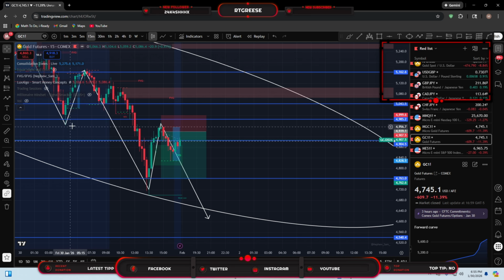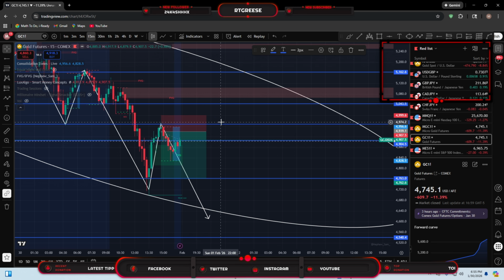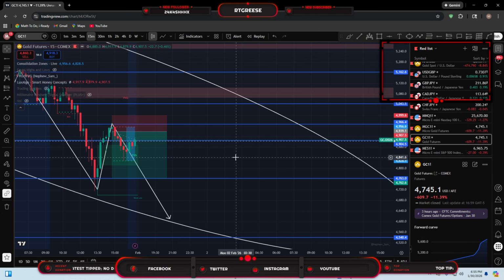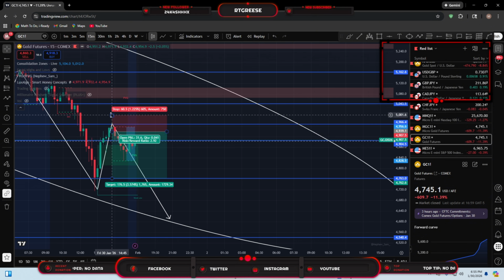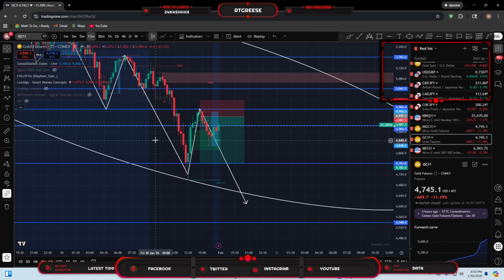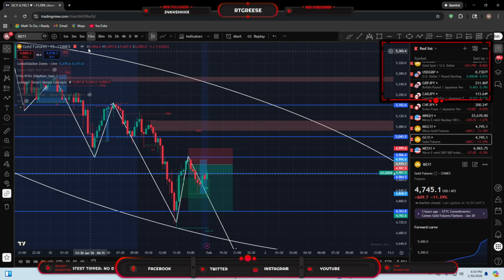You got your, it didn't break structure. It resisted it actually. Resisted it. Came down and sold off. Let me pull this down actually. Sold off. Would have had my stop loss up here. Not touching nothing. You would have been good.